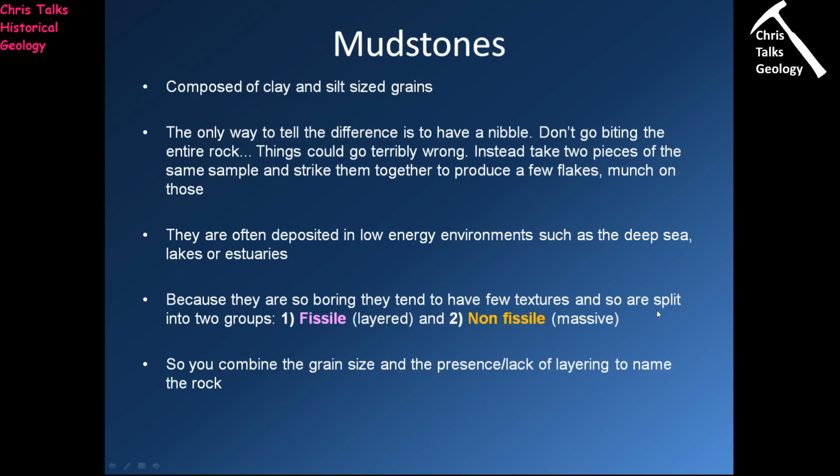And one of the most common features that we get in silt and clay-sized sedimentary rocks is a type of very, very fine layering, which we refer to as fissile, or fissility. So if a muddy sedimentary rock is fissile, it means it has lots and lots of very, very fine layers in it. If it's non-fissile, it does not have those fine layers. So you can have a fissile siltstone or a non-fissile siltstone. The difference is, does it have the fine layers?